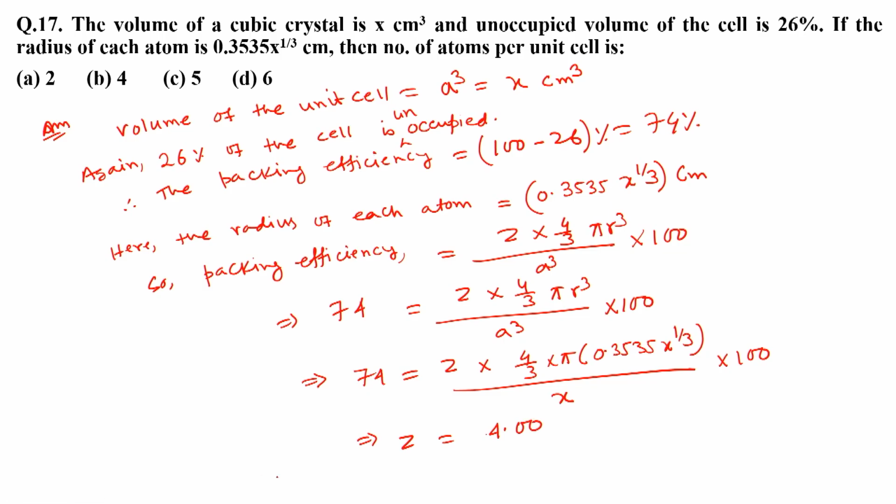Therefore, the number of atoms in the unit cell is 4. So, B is the correct option.